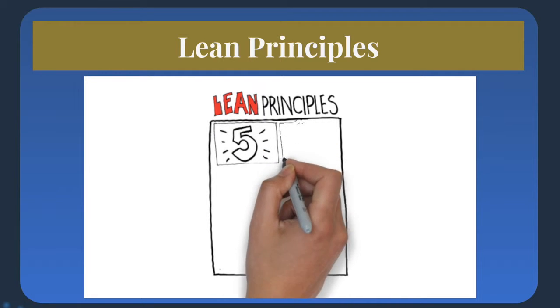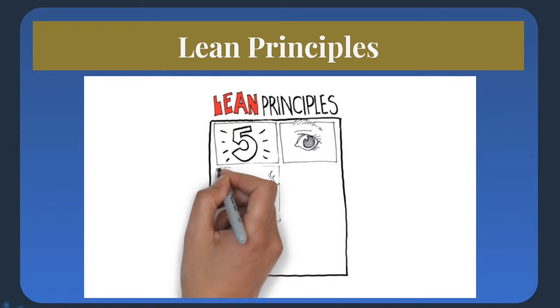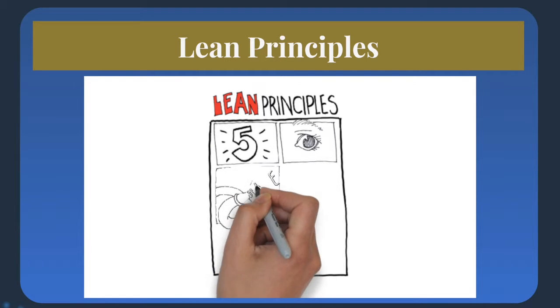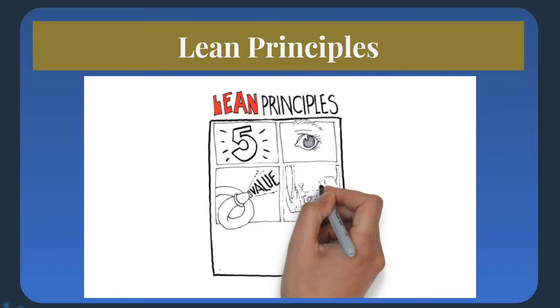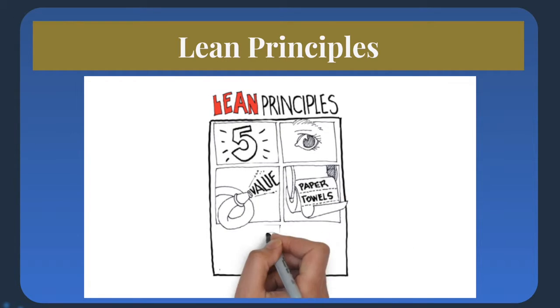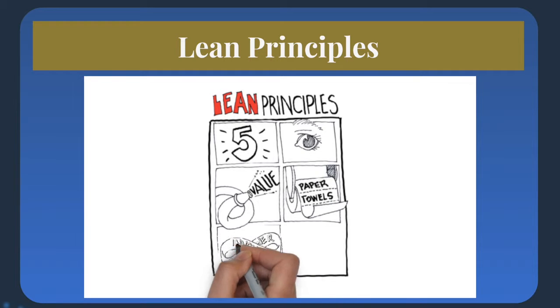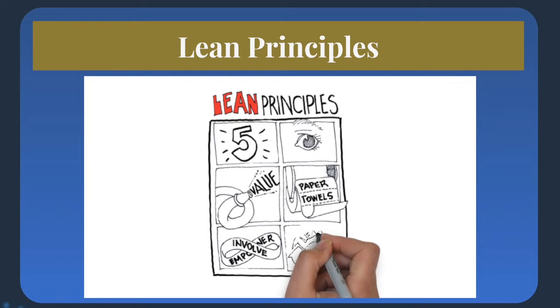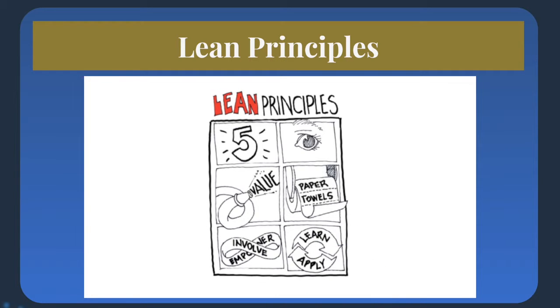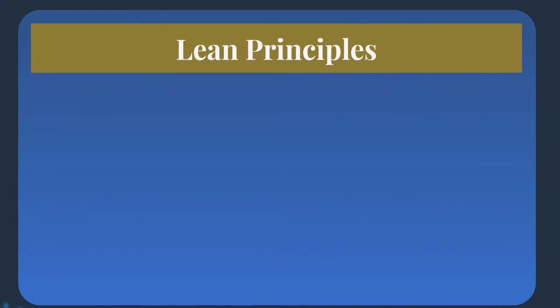1. Specify value in the eyes of the customer. 2 is to identify the value stream and eliminate waste. For 3, you must make value flow at the pull of the customer. Principle number 4 is involve and empower employees. And 5, continuously improve in pursuit of perfection. While creating a VSM, you'll identify how your product or service flows at the pull of the customer, and you'll definitely be involving and empowering team members you work with.